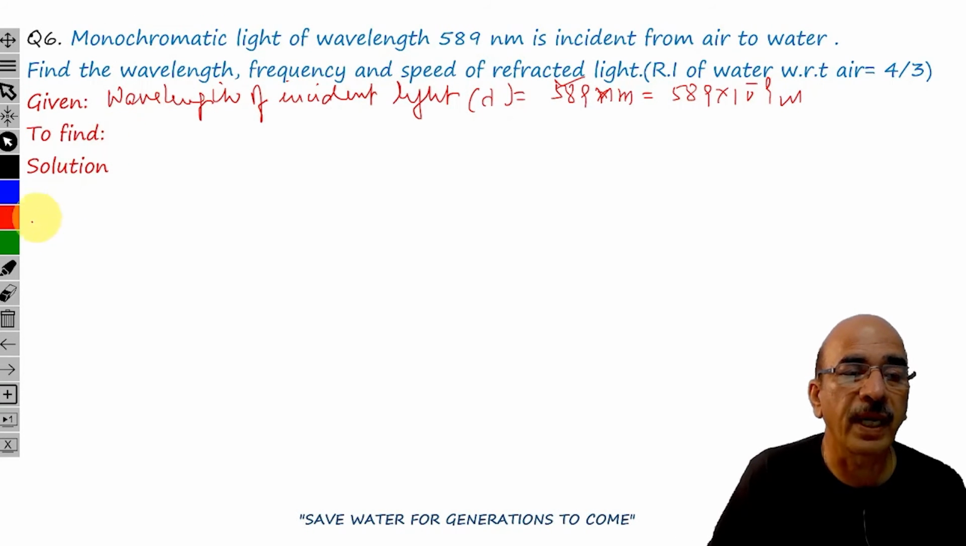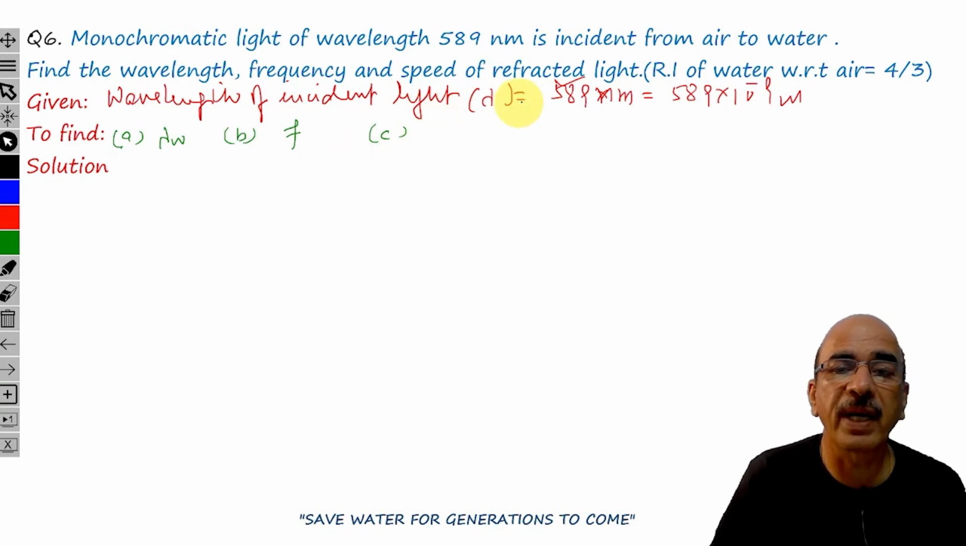Now what do we need to find? तो हमको find क्या करना है? देखिए, first find करना है हमको wavelength of light in water. So wavelength of light in water we have to find. सेकेंड फाइंड करना है फ्रीक्वेंसी ऑफ लाइट, एंड नंबर 3 फाइंड करना है हमको स्पीड ऑफ लाइट इन वाटर. तो वी हैव टू फाइंड आउट द स्पीड ऑफ लाइट इन वाटर. ये 3 चीजें फाइंड करनी है हमको.